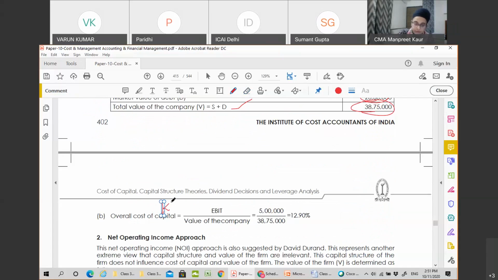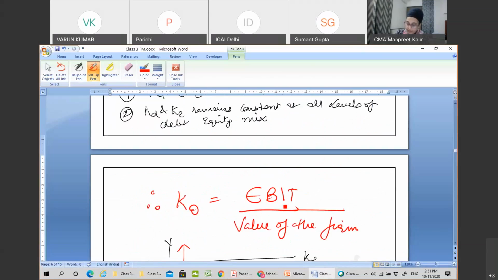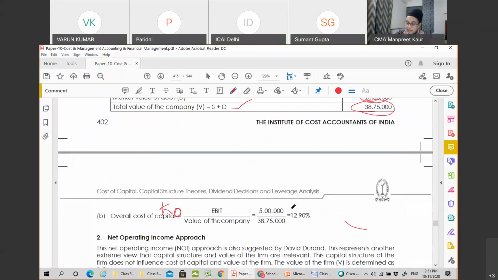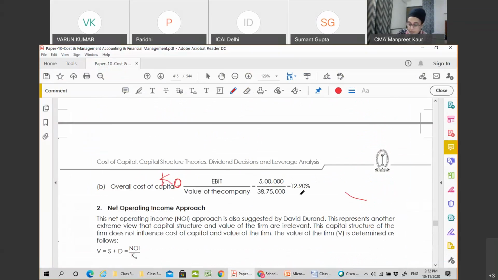Overall cost of capital, just a minute. KO is equal to EBIT upon value of the firm. I have already written here: EBIT upon value of the firm, EBIT upon value of the company. EBIT is 5 lakh and value of the company is 38,75,000. We will get 12.90. Any doubt in this question?